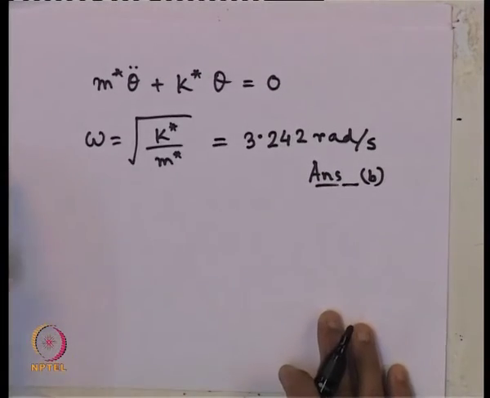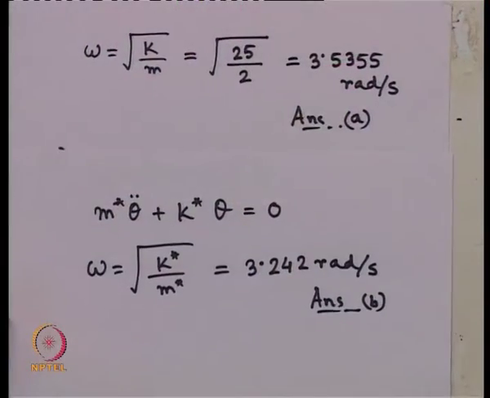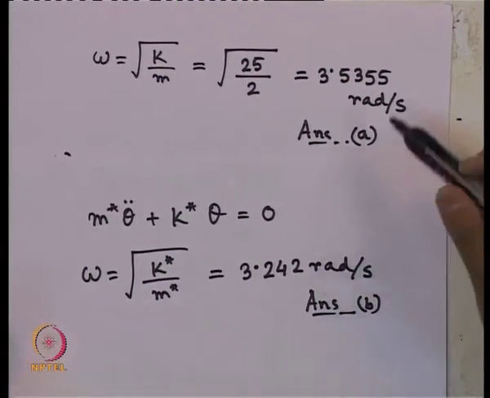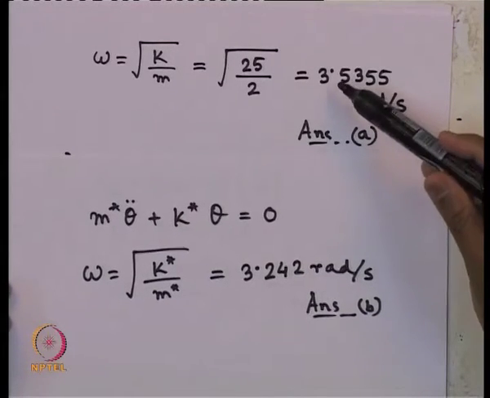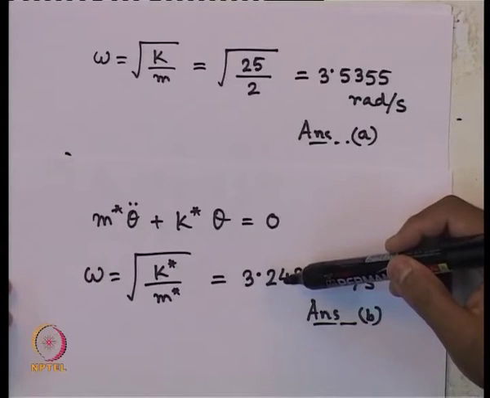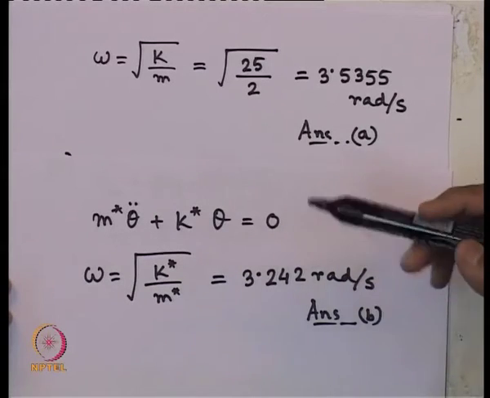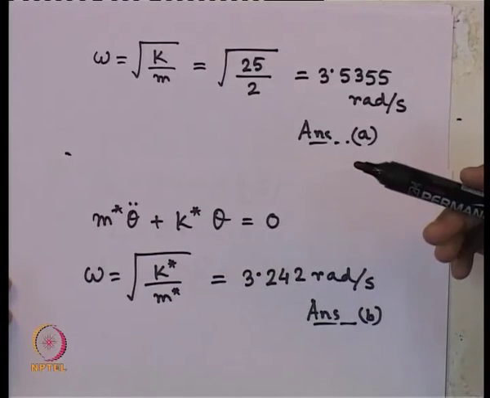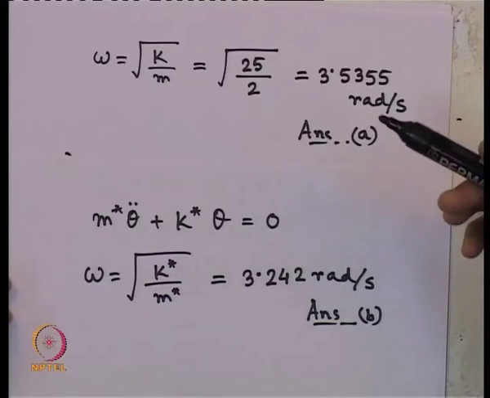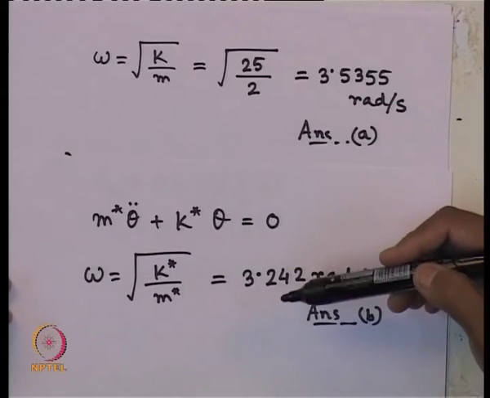Now, if we compare the natural frequency obtained in case A and case B, we can easily see that in the first case the natural frequency was 3.53, and in the second case it is reduced to 3.24, which is quite expected because the mass has increased. So, this is a kind of cross verification of whether our analysis or calculation is correct, because with an increase in mass the natural frequency has to decrease.